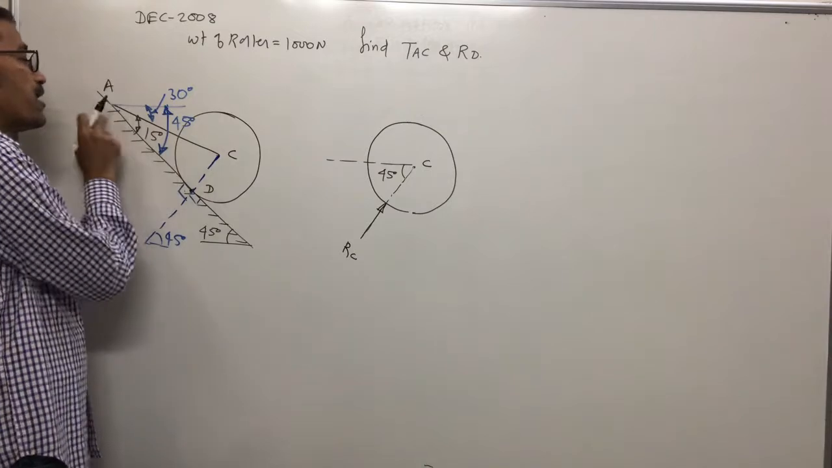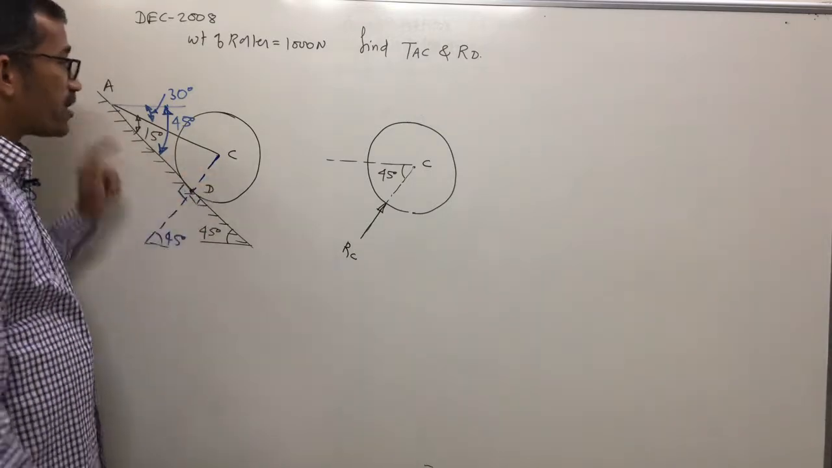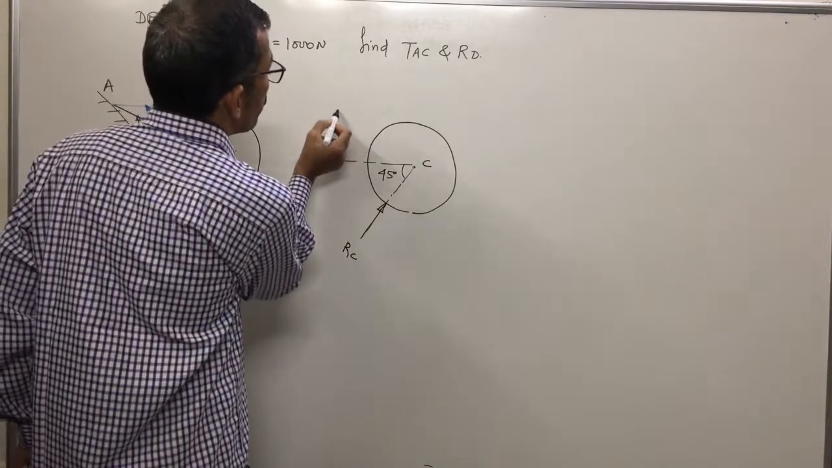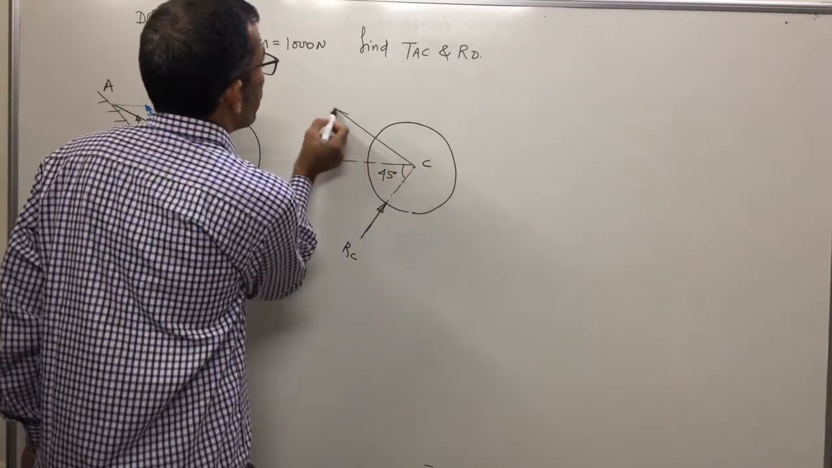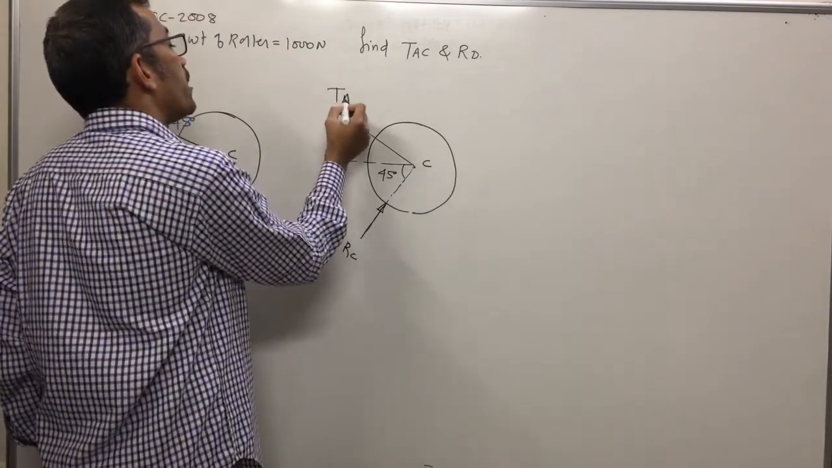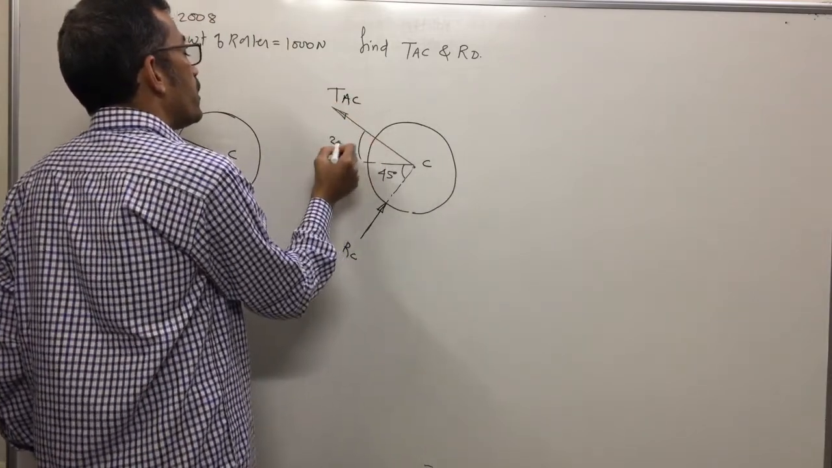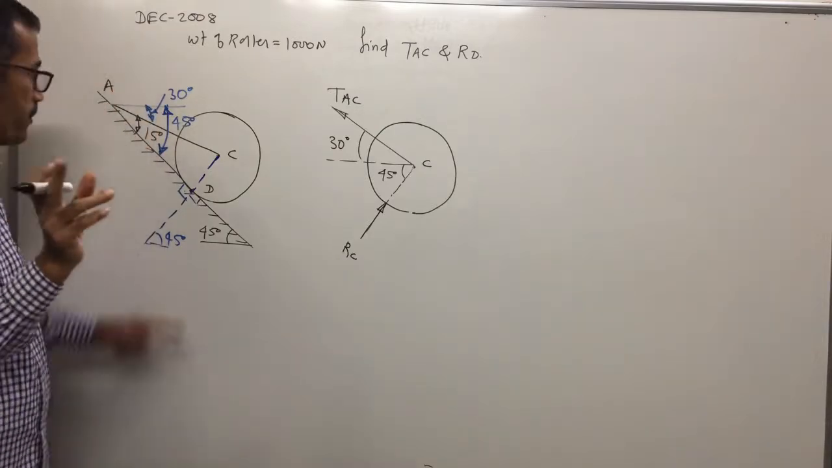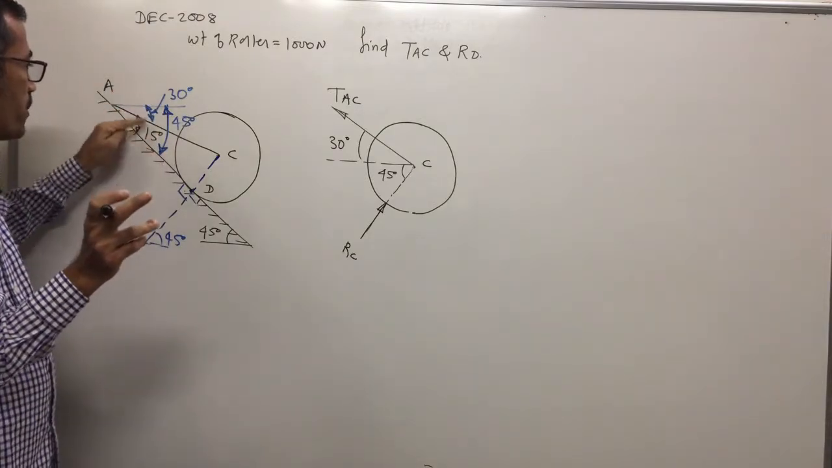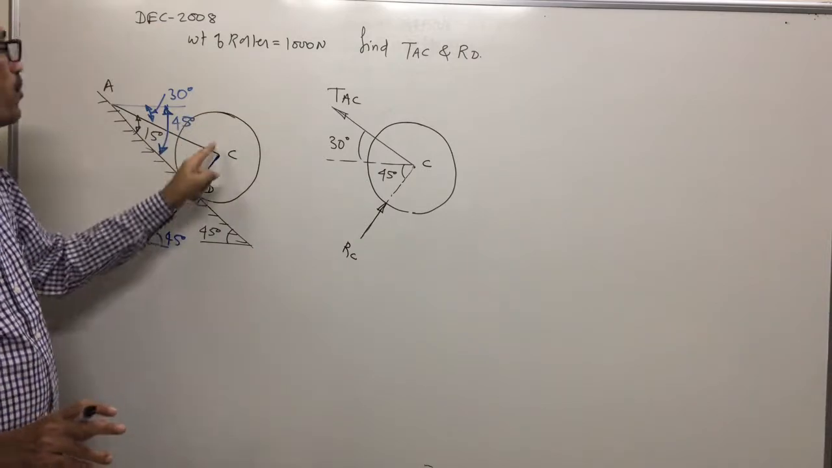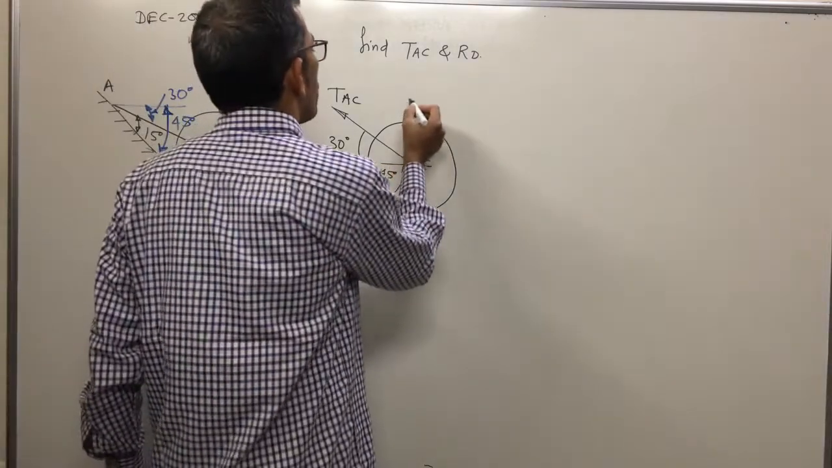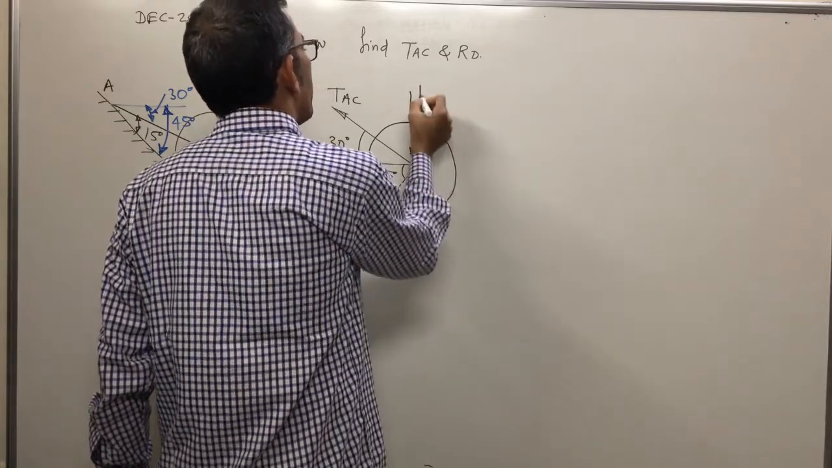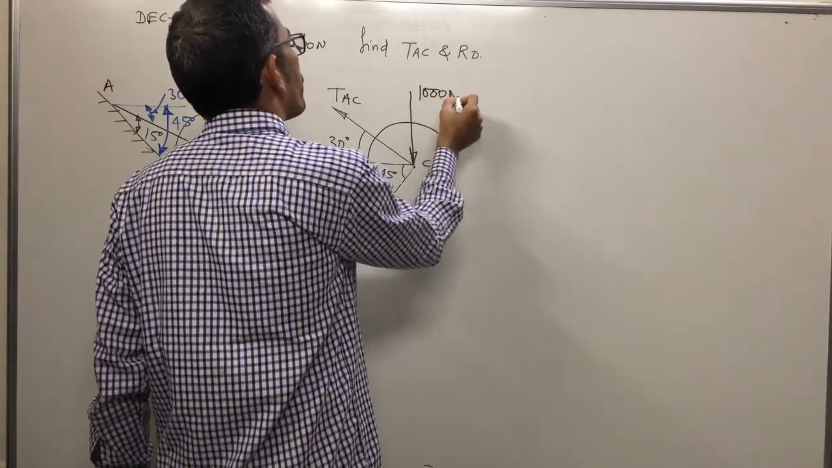Tension in cable AC is along the axis of the cable and away from the body. What is the angle with horizontal? 30. That means we will represent the tension in cable AC at 30 degrees with horizontal. The cable is inclined at 30 degrees. Clear? Total 45 minus 15, so how much? 30. Weight of roller is 1000 Newton. The weight of any circular body passes through its center. This is 1000 Newton.